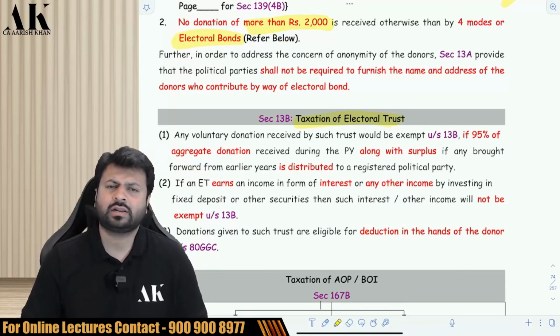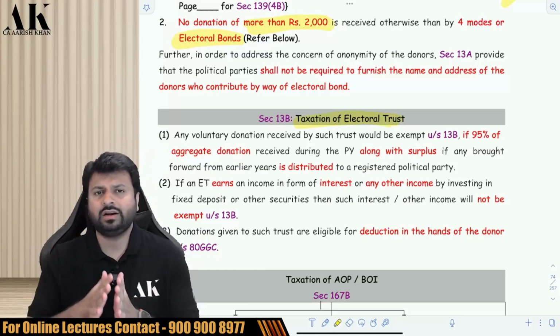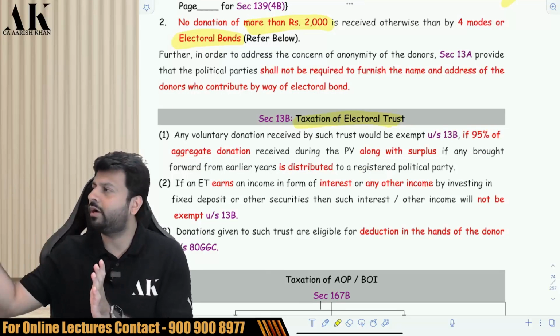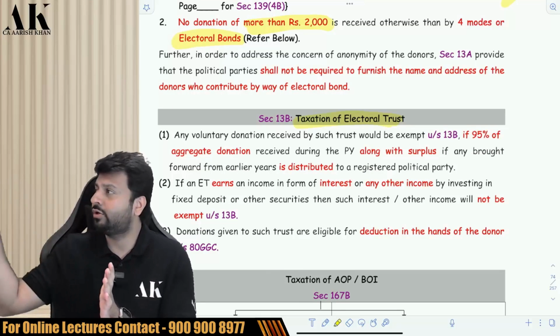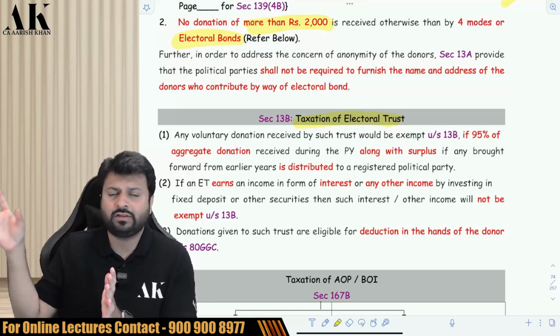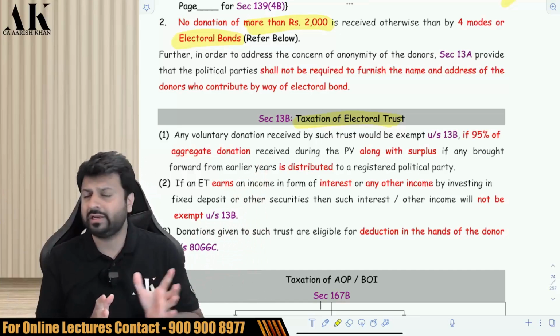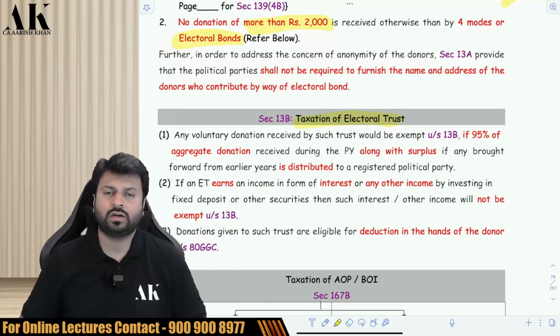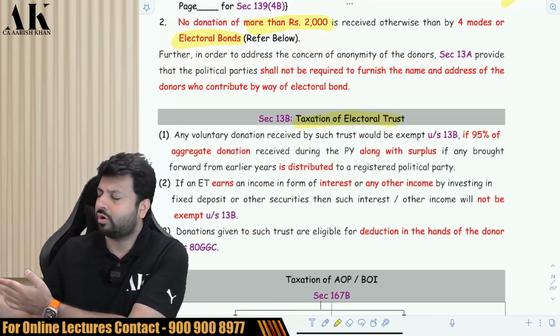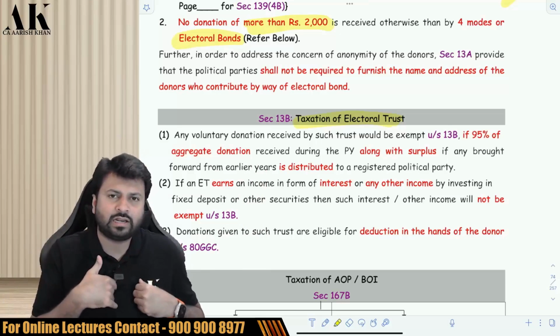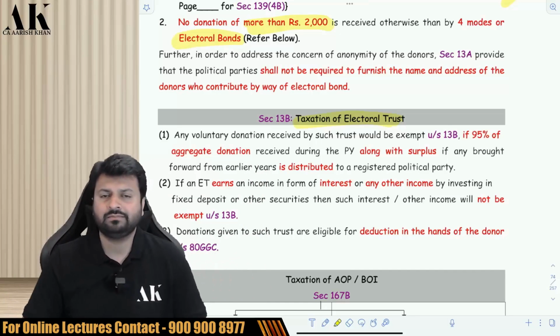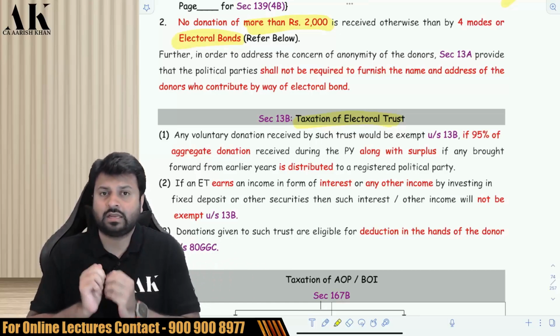What is an electoral trust, sir? An electoral trust is nothing but a mediator. There is a political party over here, and there is a donor over here, big corporates in the form of donors. The corporates will give donation to the electoral trust, and the electoral trust will give the money to the political party. So the electoral trust works like a mediator.